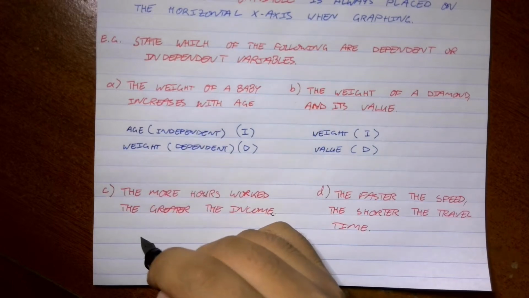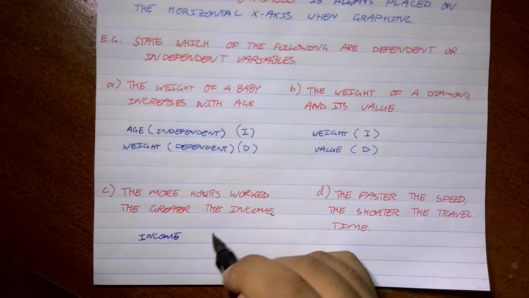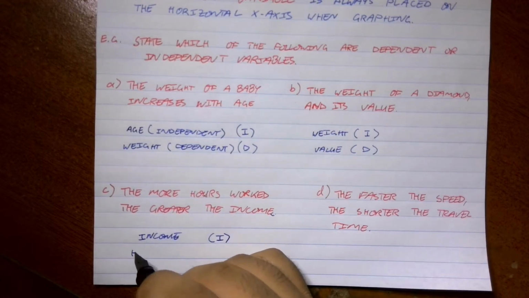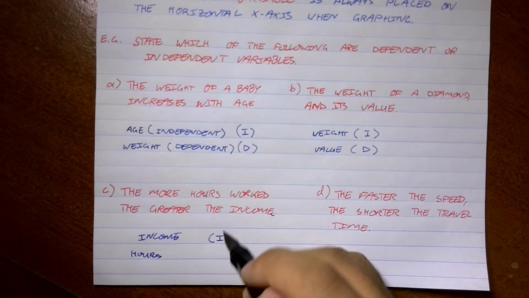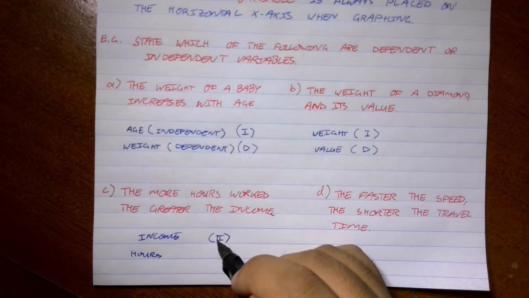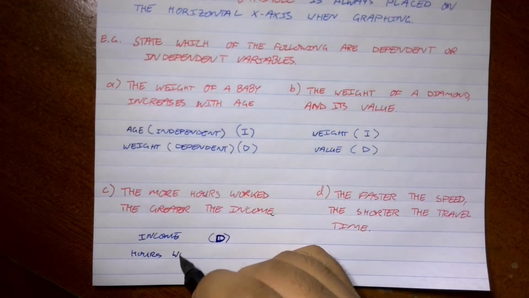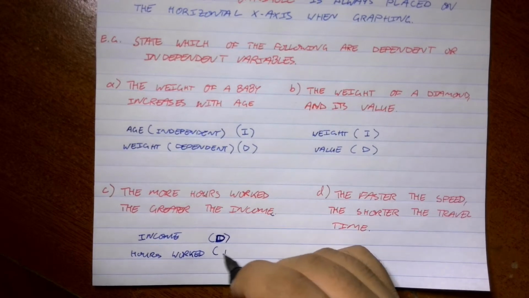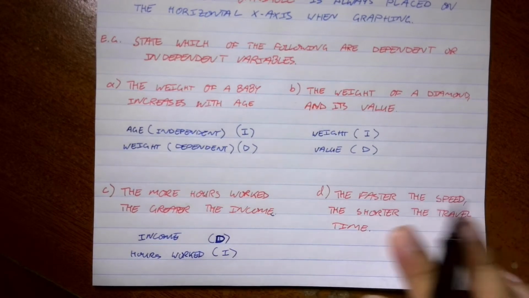So the income must be the independent variable, and hours worked, sorry, I made it the other way. The income depends on the number of hours worked. Hours worked is the independent variable. Sorry, I had a bit of a mix up there.